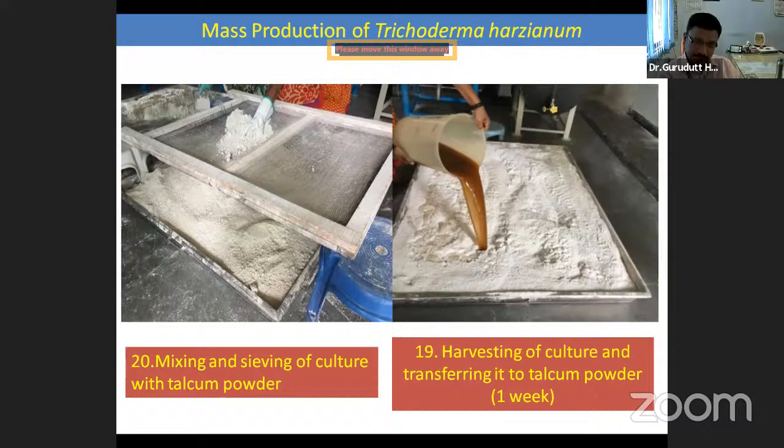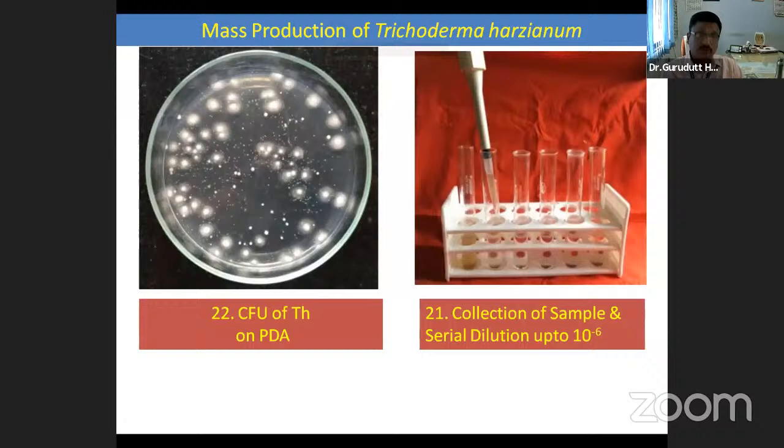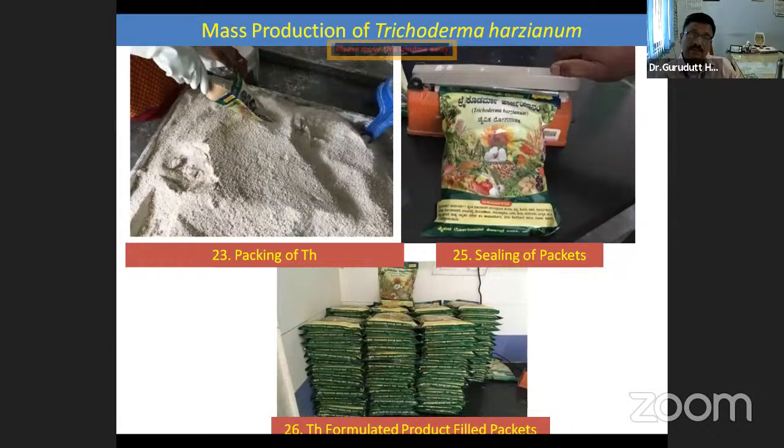After mixing and sieving the culture with the talcum powder, we have to ensure the quality check again. One quality check is soon after fermentation is over, before mixing with the talc powder. The second is before we go for packing. The quality is recognized by the number of pure colonies produced. Once the laboratory in-charge is satisfied with the number of colonies, he will give a green signal for packing, sealing, and labeling.